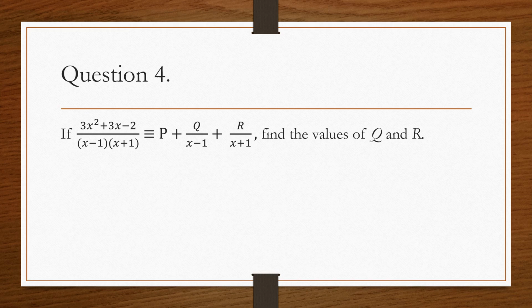We are making progress. We are on number 4, and the question is on partial fractions. We have a fraction here: 3x raised to power 2 plus 3x minus 2 over the first bracket x minus 1, second bracket x plus 1, which is equivalent to p plus q over x minus 1 plus r over x plus 1, and we should find the values of q and r. So let's see what the values of p, q and r are.